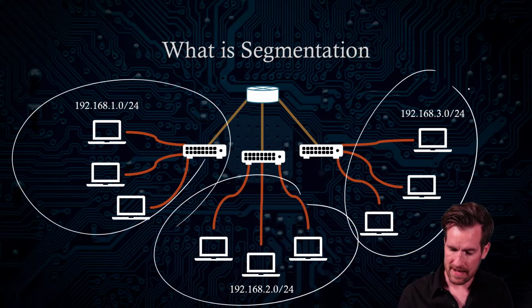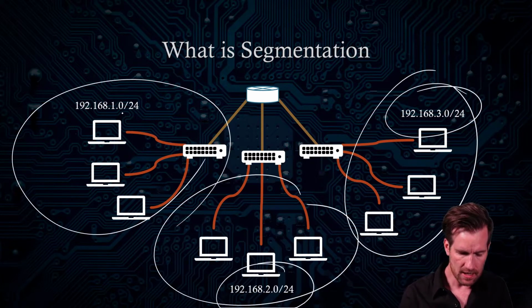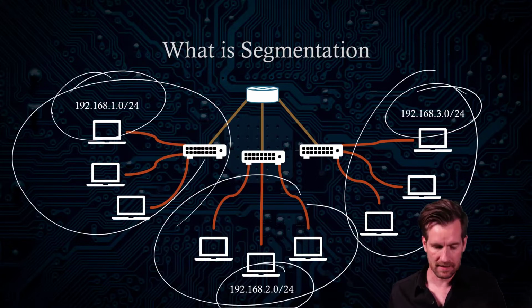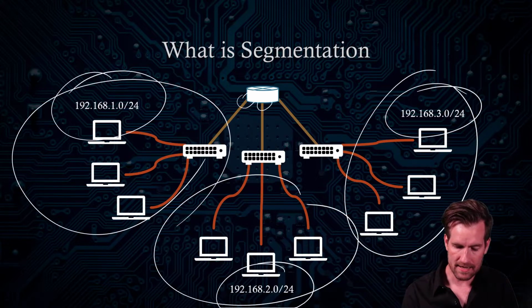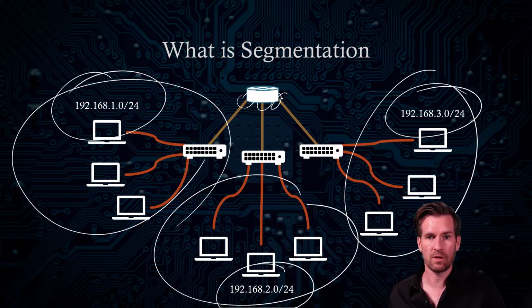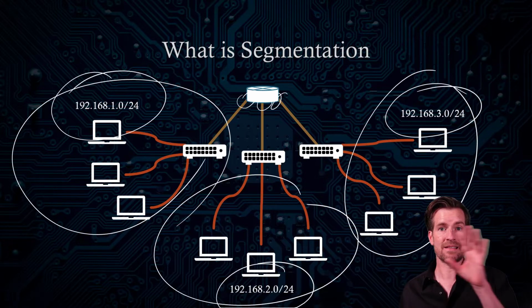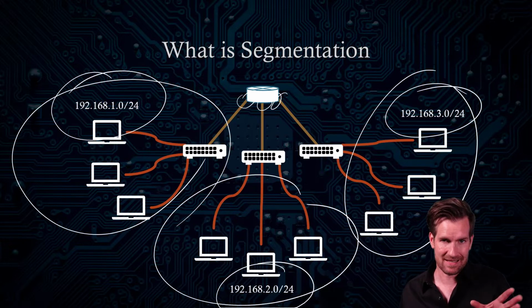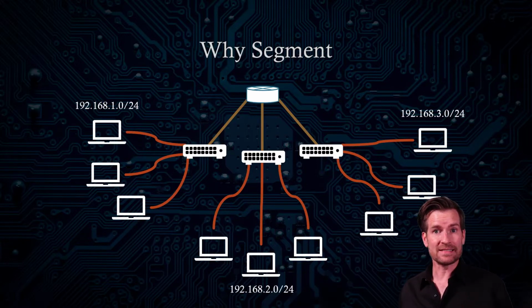And you can see that the network addresses for each one of these networks are different. And they are connected to a different interface on this router. And so this network is divided into 3 segments here. So then the question is why would we want to segment our network?